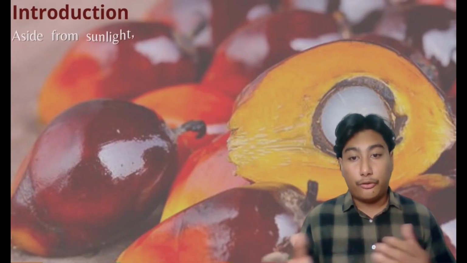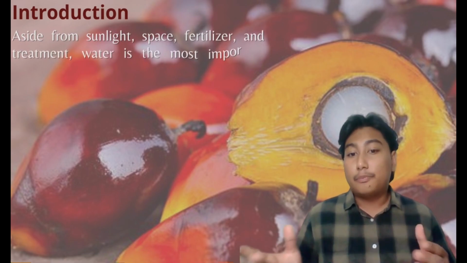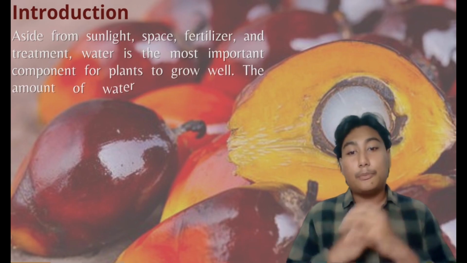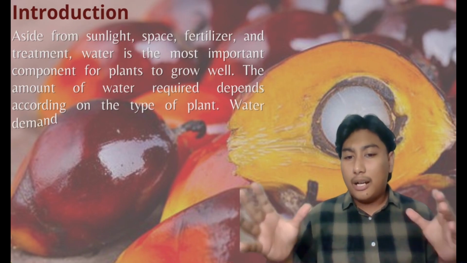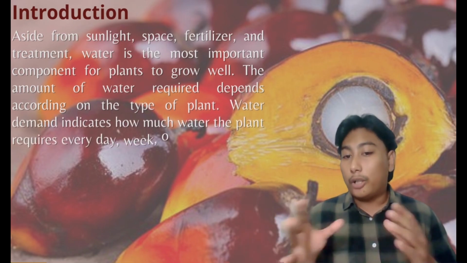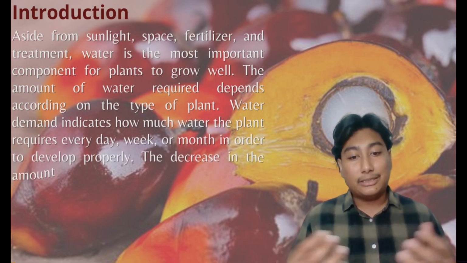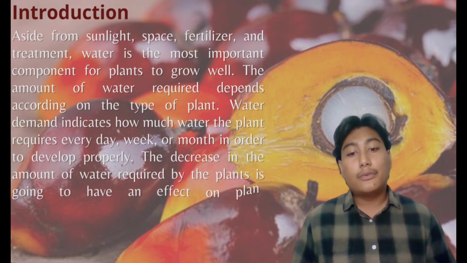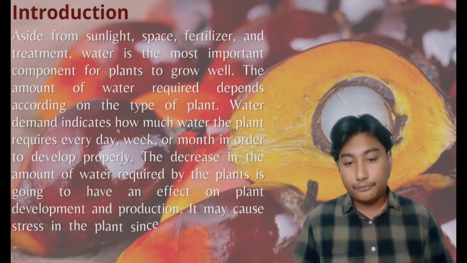Now, we go to the first topic, which is the introduction. Aside from sunlight, space, fertilizer and treatment, water is the most important component for plants to grow well. The amount of water required depends on the type of plant. Water demand indicates how much water a plant requires every day, week or month in order to develop properly.